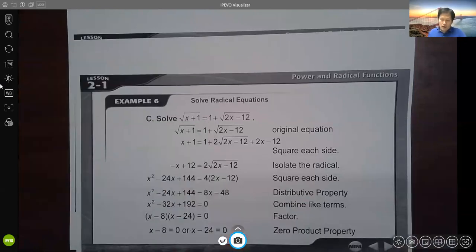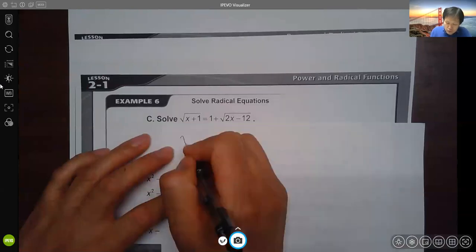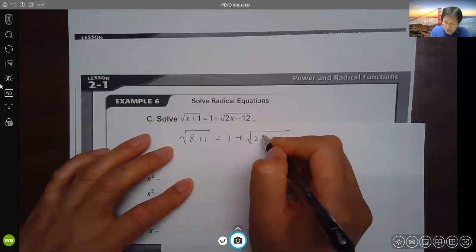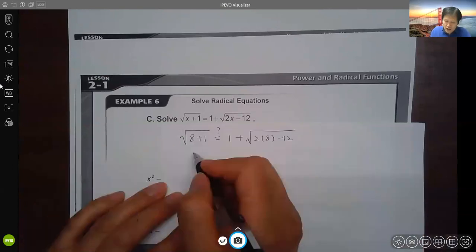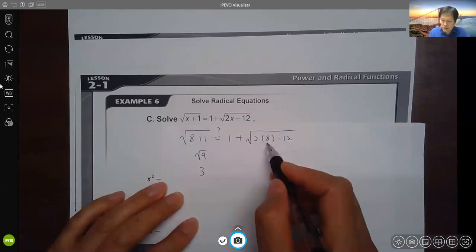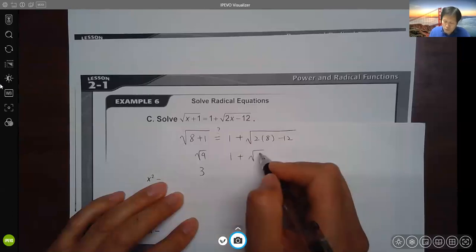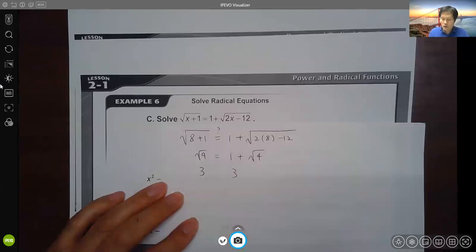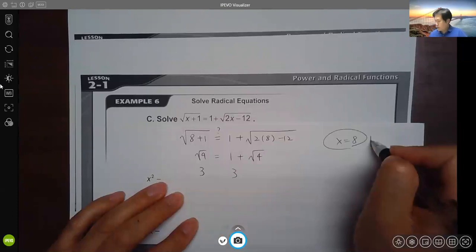Okay? 8, plug in 8 here. 8 plus 1, is that equal to 1 plus square root of 2 times 8 minus 12? We are checking, are they really equal to each other? That's a square root of 9, which is 3. 2 times 8, that's 16 minus 12. 16 minus 12, that's a square root of 4. That's a 3. Works. x works.